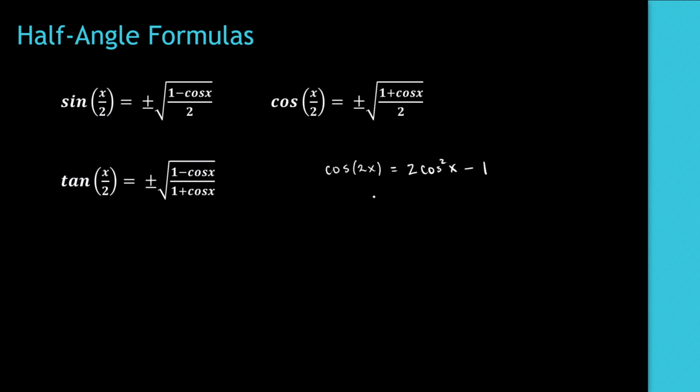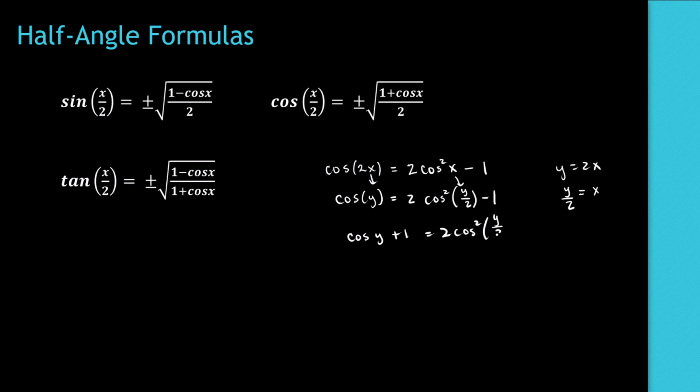Now let's just do a change in variables. If we let this be cosine of y, so y equals 2x, then that means that x is y over 2. Okay, so I can do an exchange of variables like this. And so now if I solve for cosine of y over 2, I'll get cosine of y plus 1 equals 2 cosine squared of y over 2. Then I can divide by the 2.